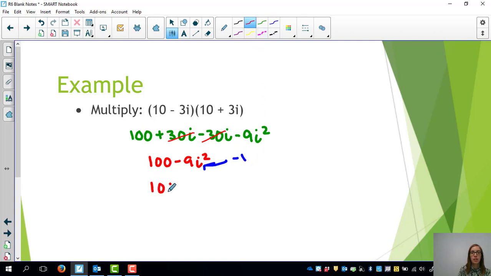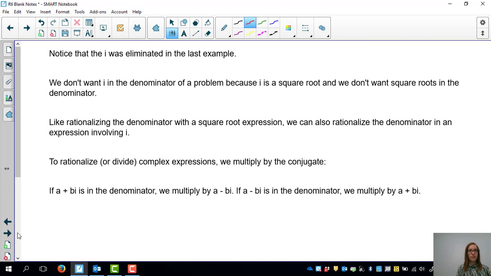So now we have 100 minus 9 times -1, which is equal to 100 plus 9, and we get 109. So multiplying these two binomials involving i, these two complex binomials, actually resulted in a real number, 109. So notice that we completely eliminated i in that example.